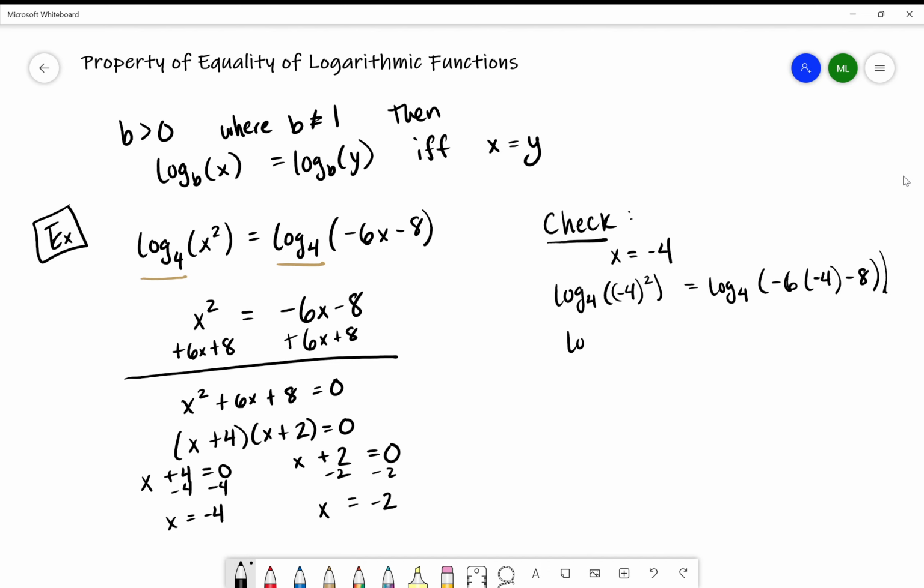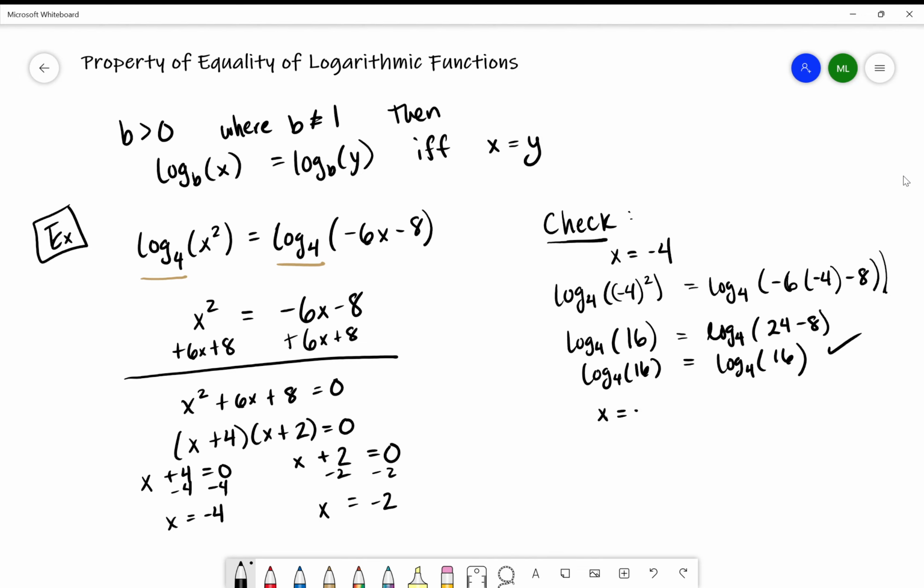So I have log base 4 of 16, because negative 4 squared is 16. Then negative 6 times negative 4 is positive 24, and then minus 8, leaving us with log base 4 of 16. So this checks out. So x equals negative 4 is a possible solution.